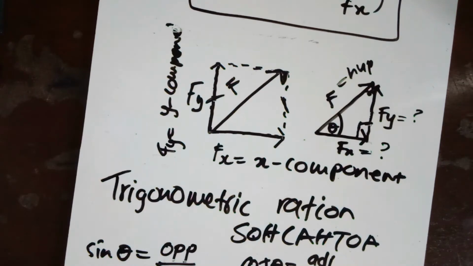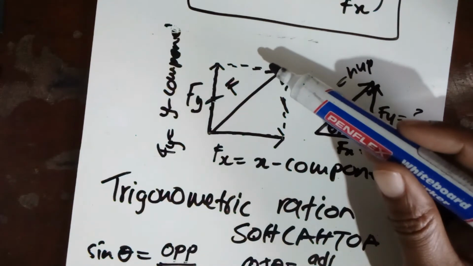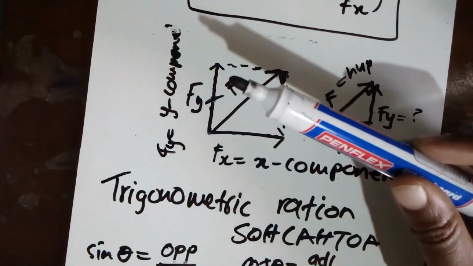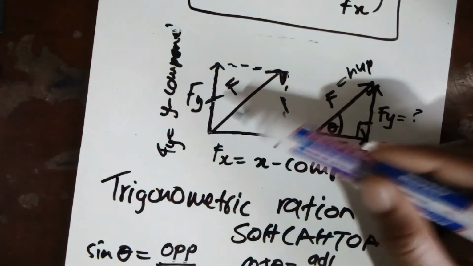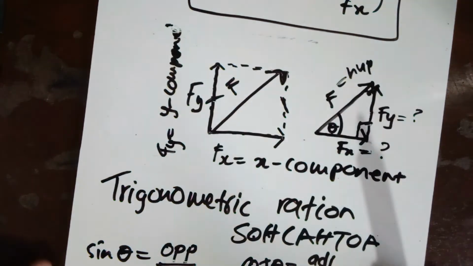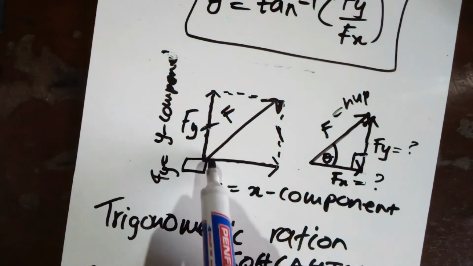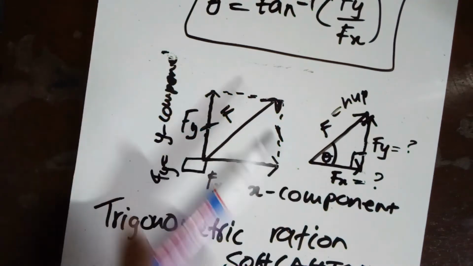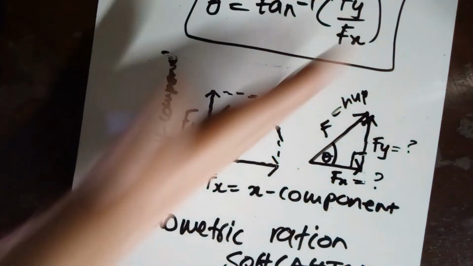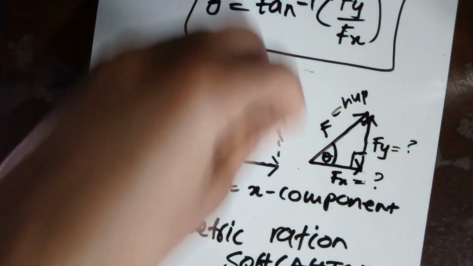Another interesting thing to note is that this vector f is actually called a resultant. Remember I said you need to know the definition of a resultant: a single vector which has the same effect as the original vectors acting simultaneously on an object. So it's this x component and y component acting on this particular object, and this f is just a single vector that combines the sum of these two.